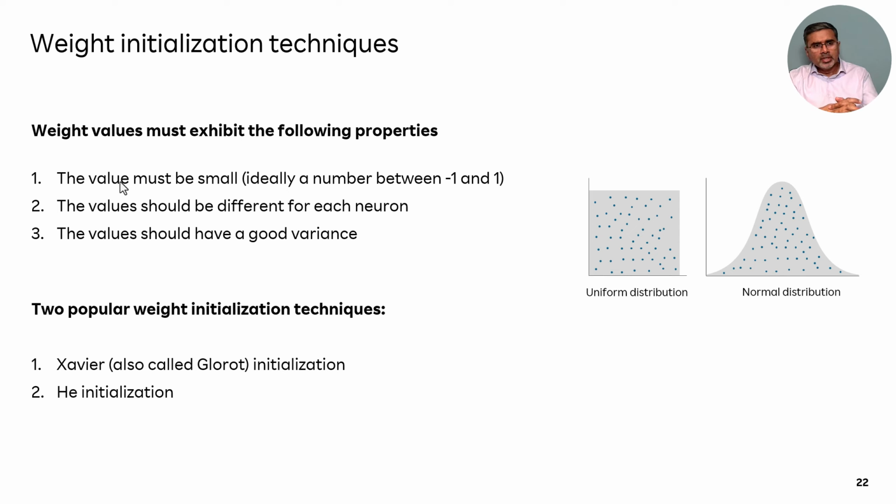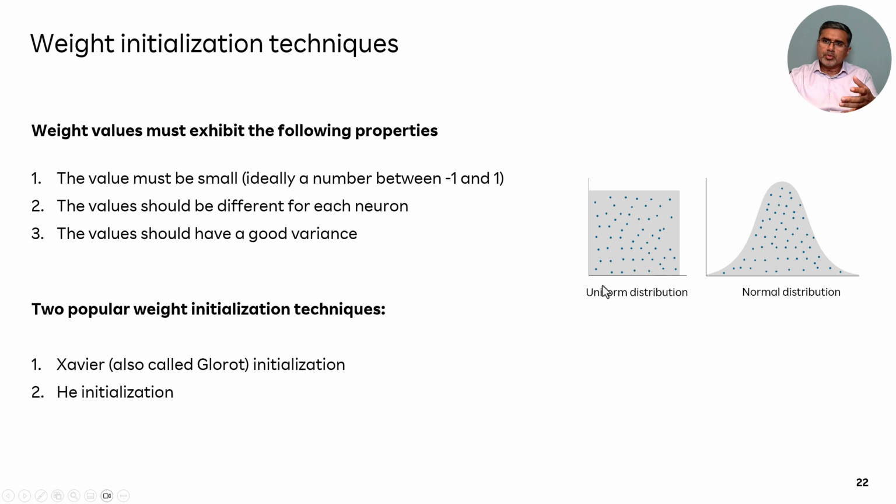They should also have good variance. There are two popular techniques through which you can initialize weights. The first technique is called Xavier initialization, also called Glorot initialization, and the second one is called He initialization. Both of them allow you, depending on the problem you're trying to solve, to initialize weights using either a normal distribution or a uniform distribution.